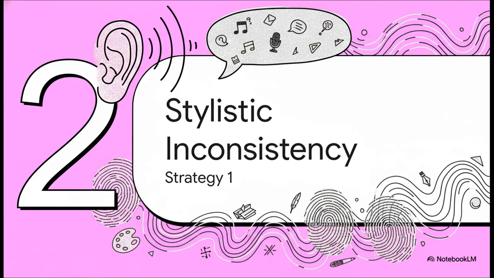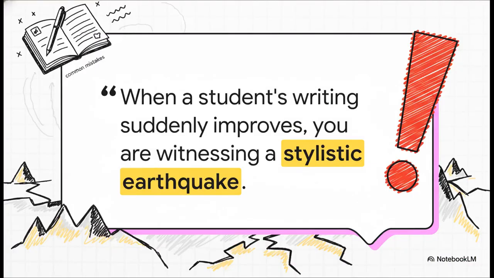Okay, so what do we do about it? How do we fight back? Well, we forget about the software and we start becoming better human detectors. And our first strategy is all about learning to listen for a student's unique voice, to look for their own personal stylistic fingerprints. I love this way of putting it. Don't think of the change as just a little tremor, it's a stylistic earthquake. You know your students, how they write, their common little mistakes, the way they phrase things. So when their writing suddenly goes from that to perfect, that's not just a small improvement. That's a huge red flag.